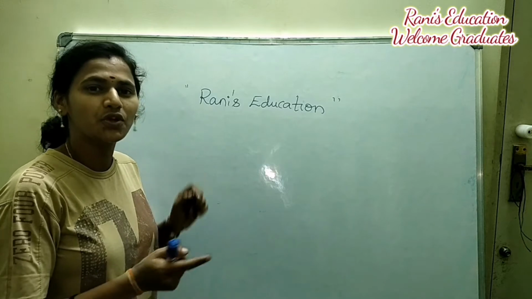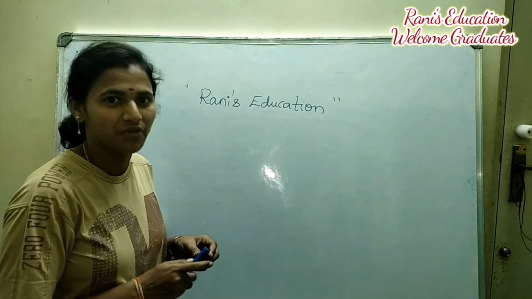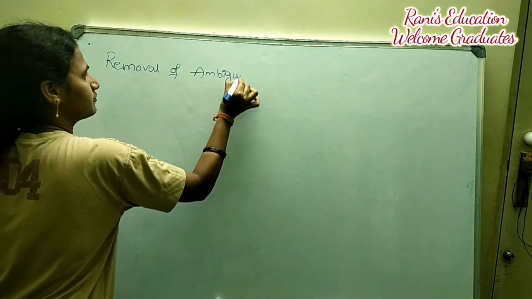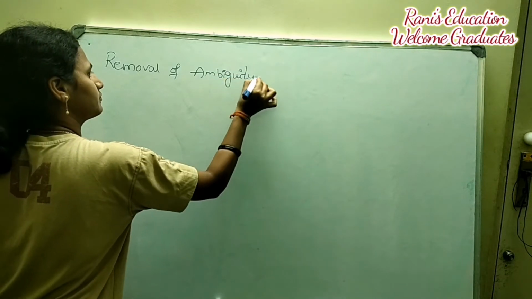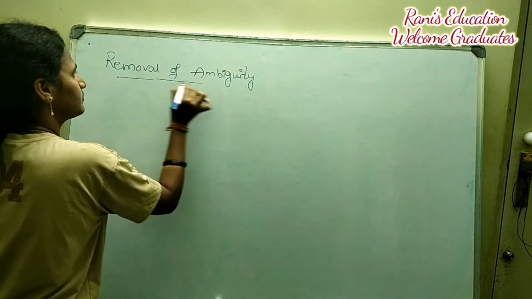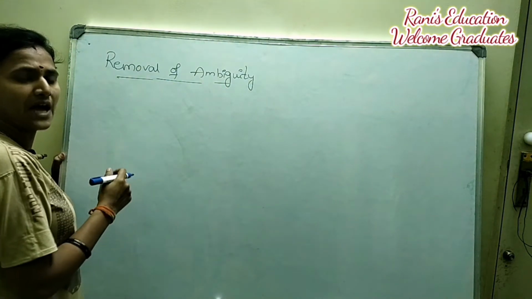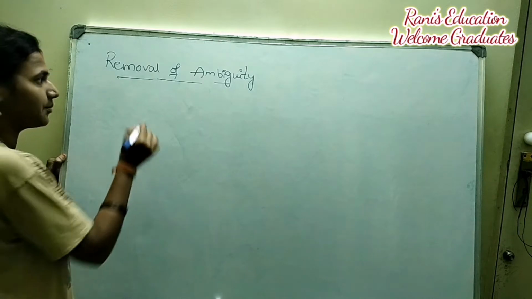We are going to see how to remove the ambiguity from the context-free grammar. Normally, here we have two possible methods for removing the ambiguity from the given context-free grammar.